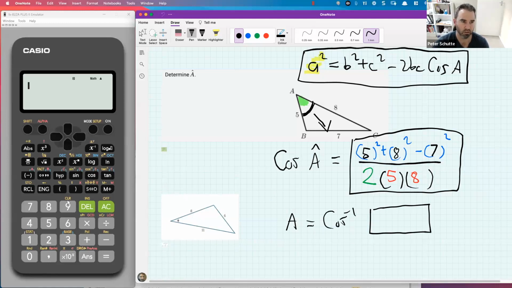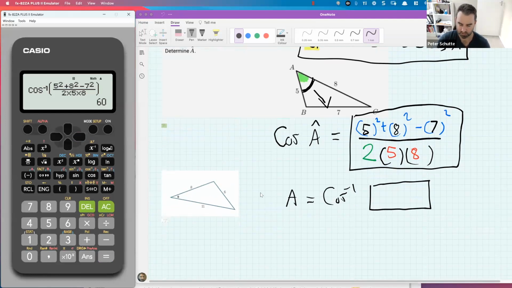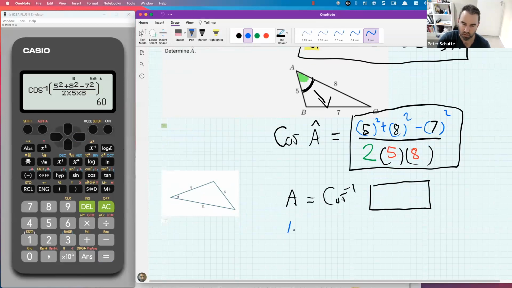I'm going to go to my calculator and I'm going to type shift cos, and then I'm going to hit the fraction button so I don't get confused. And I'm going to type 5 squared plus 8 squared minus 7 squared. And then I'm going to go 2 times 5 times 8. I'm going to close my brackets and I'm going to go equals. And according to this, I should get 60 degrees. So A is equal to 60 degrees.